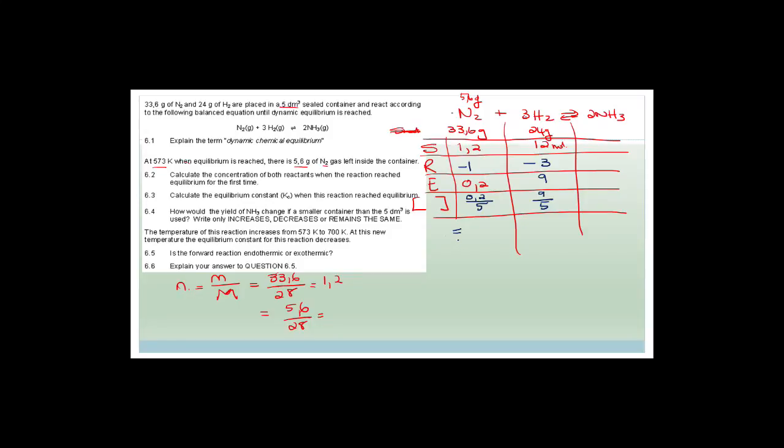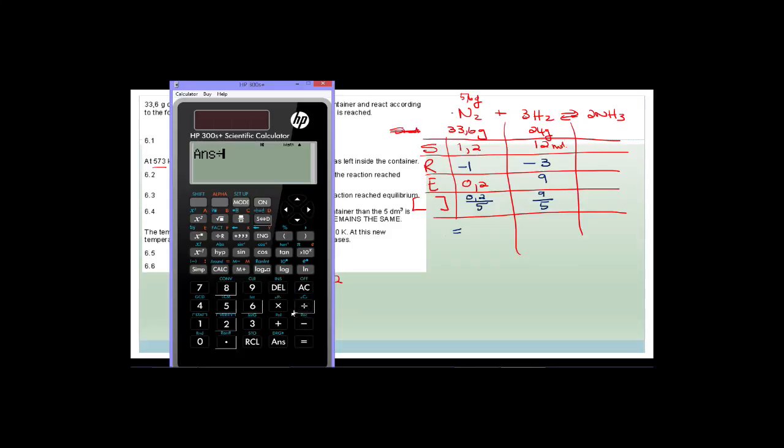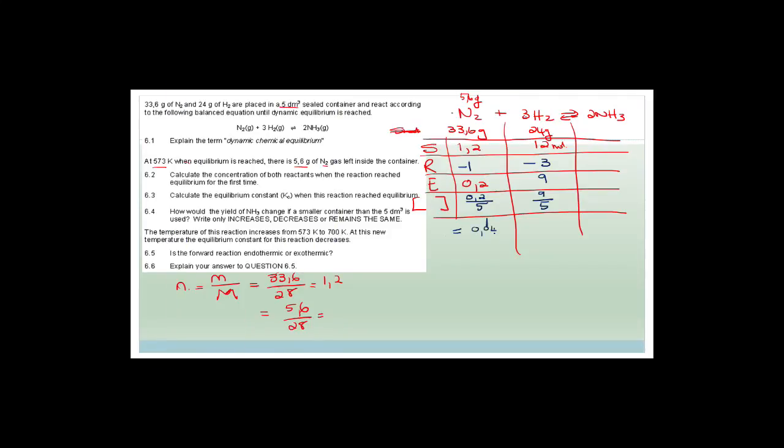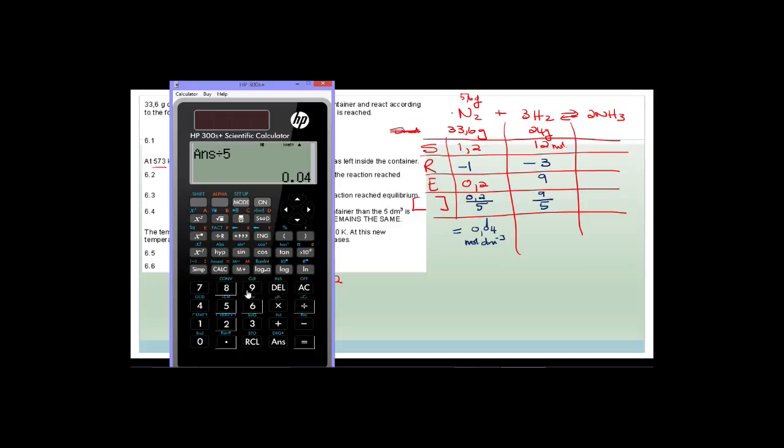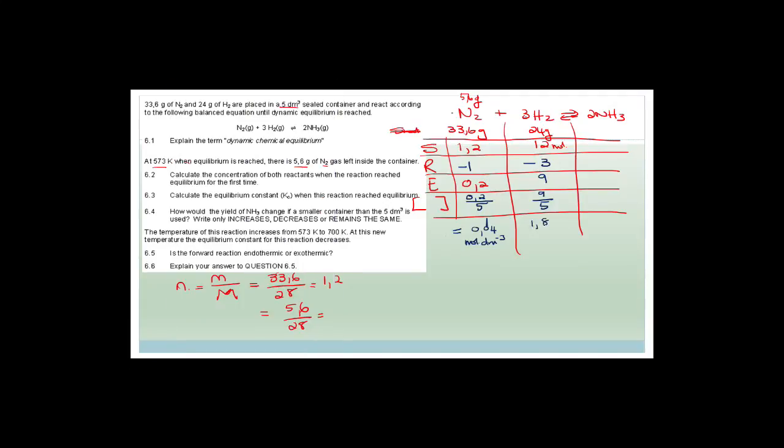So 0.2 divided by 5 is 0.04. So that's 0.04 moles per decimeter cubed, right? And 9 divided by 5 is going to be 1.8 moles per decimeter cubed. Excellent. So we've done that.